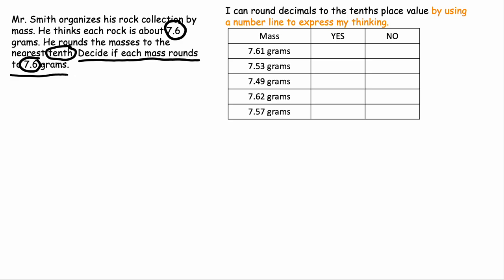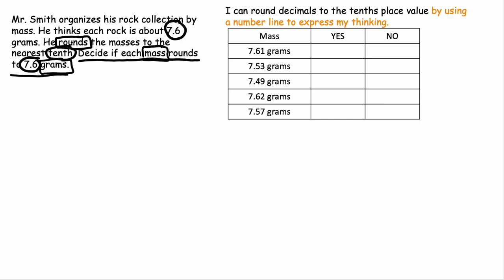All right, we're going to box any keywords. Rounds is going to be important. That's our objective today, we're rounding decimals. Mass is also important. It's just the measurement that we're taking. And the unit of measurement is going to be grams. That looks like that's all we need.